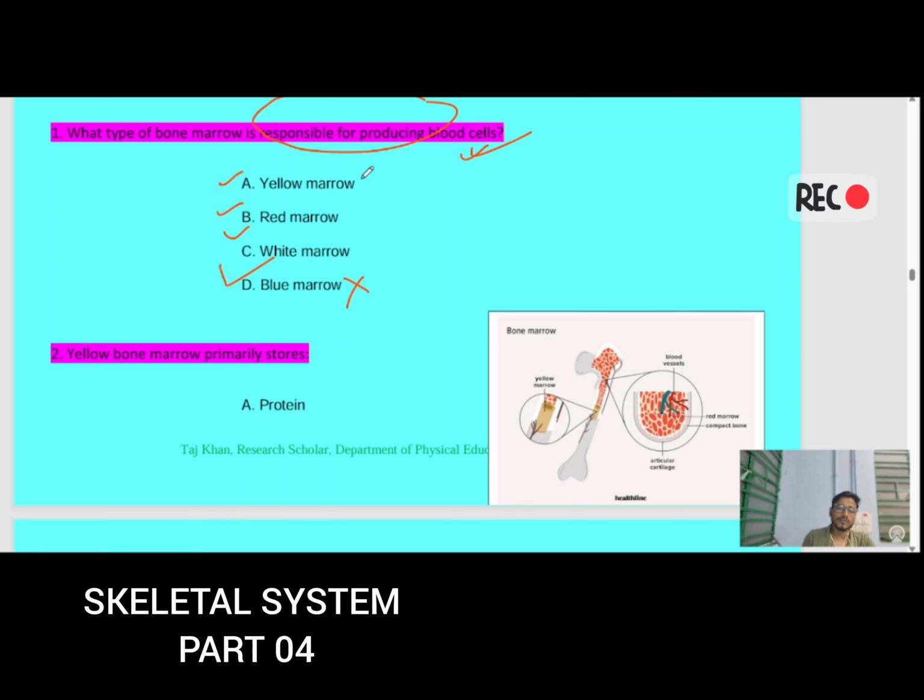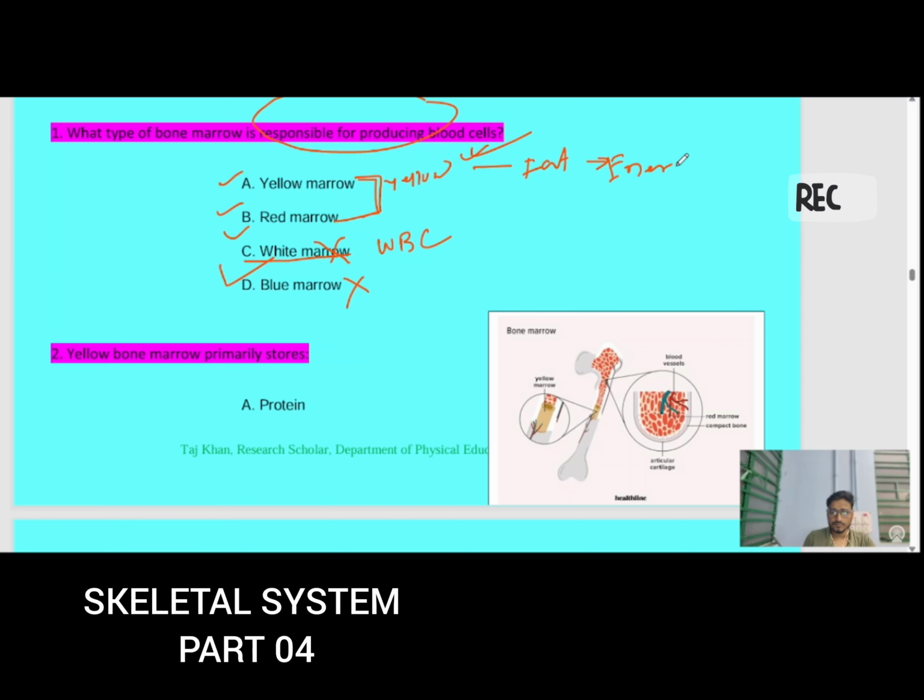Two types of bone marrow we read: number 1, red bone marrow, and yellow bone marrow. Not white bone marrow, that is white blood cells. Right? Then yellow bone marrow is yellow in color. It stores fat and provides energy.